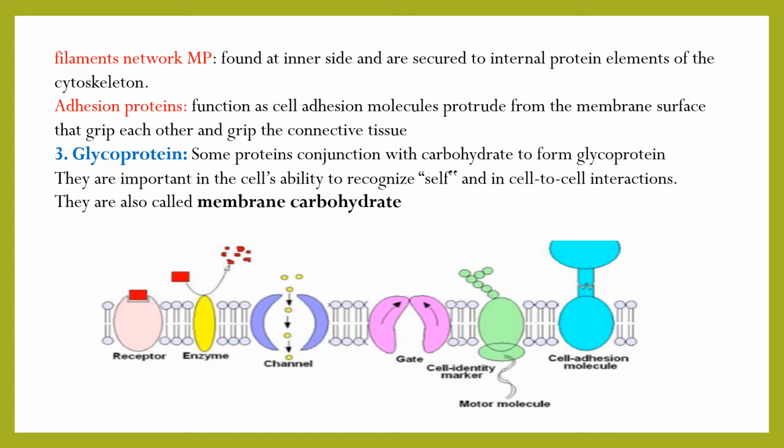Filamentous network membrane proteins are another protein type which are found on the inner side of the membrane, and they are secured to the internal protein elements of the cytoskeleton. The cytoskeleton is secured by these filamentous networks of membrane proteins. The other protein types are adhesion proteins. These adhesion proteins function as cell adhesion, protruding from the membrane surface, gripping each other and gripping to the connective tissue.